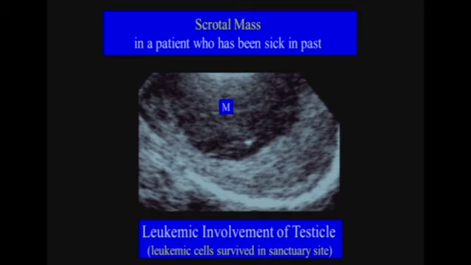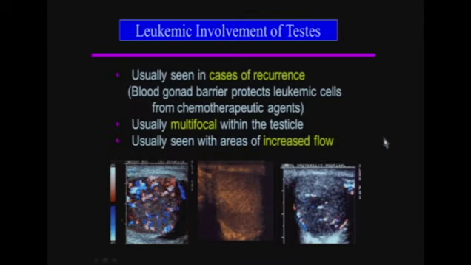the leukemic cells used to accumulate in the spinal column and the testicle, and so recurrences occurred in the spinal column. But because of significant improvement in treatment, leukemic cells now have their sanctuary site, particularly in testicle. And so if leukemic involvement of the testicle or lymphoma of the testicle occurs, it's usually seen in cases of recurrence in which there's a blood gonad barrier which protects the leukemic cells from the chemotherapeutic agents.